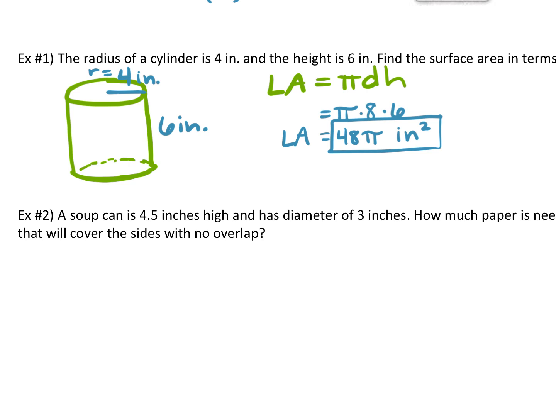Okay, surface area. The surface area is the lateral area plus 2 pi r squared. So that's your formula. What represents LA right now? What's your lateral area? 48 pi. We're just dropping this in.